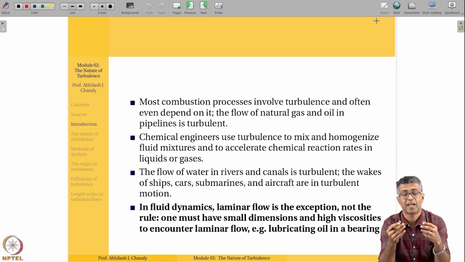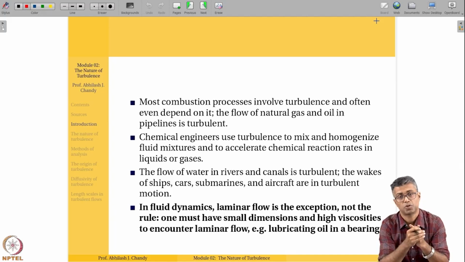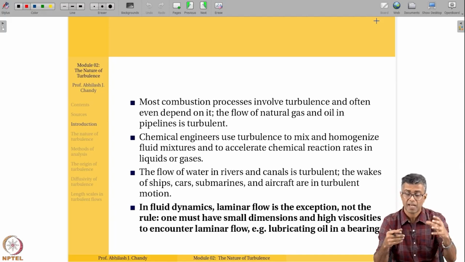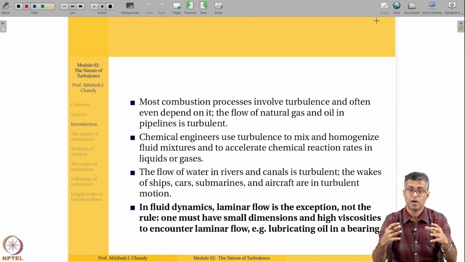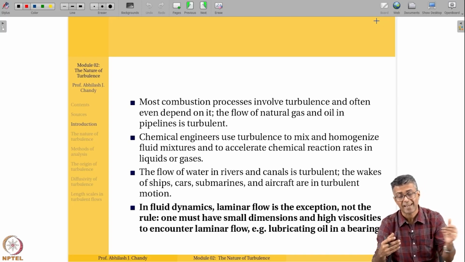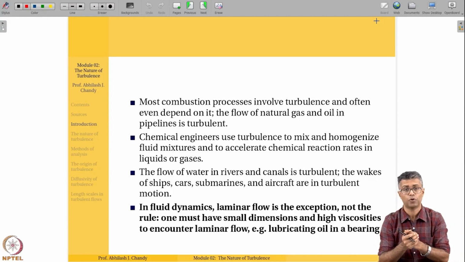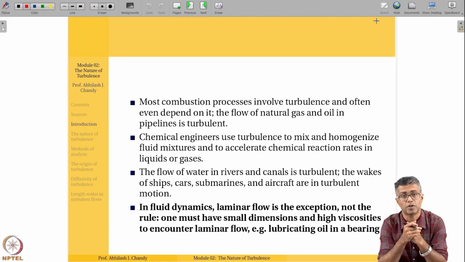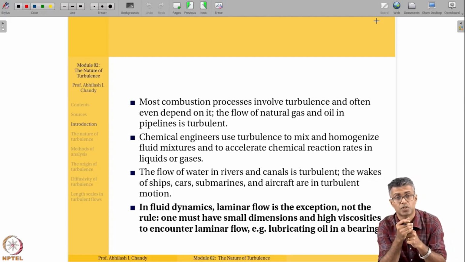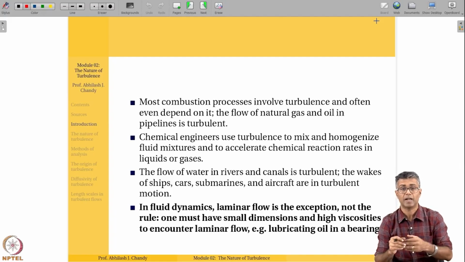The flow of natural gas and oil in pipelines is possibly turbulent because of the kind of scales that we are talking about: the diameter of the pipelines, the size of the pipelines, and the rate at which you are having the flow. They are probably turbulent. Which means, what are the implications of that? What are the engineering implications of that?